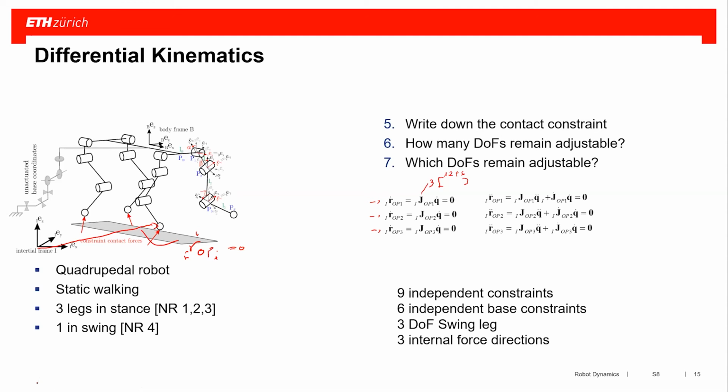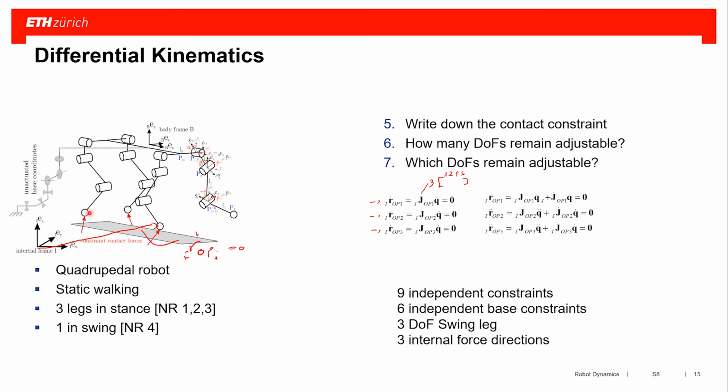That means we have 9 independent constraints, which leaves 6 independent base constraints. So we can completely move the base through these constraints. 3 are in the swing leg, and 3 are internal force directions. And we see this here also if you look at the illustration.